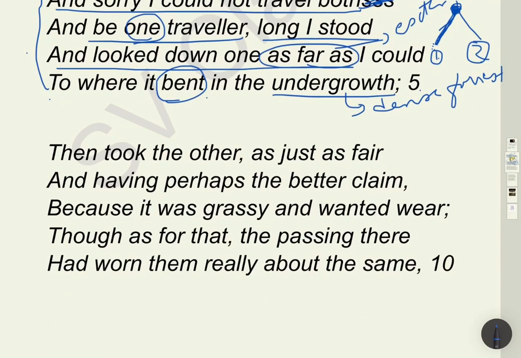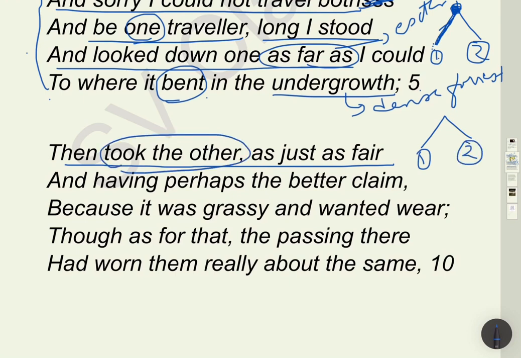Then took the other as just as fair. Took the other. So there were two choices, choice 1 and 2. And what did he finally decide? He took the other. He took the second road, as just as fair. Fair means good. He thought that this would be a fair decision for me. It would be a good decision for me.